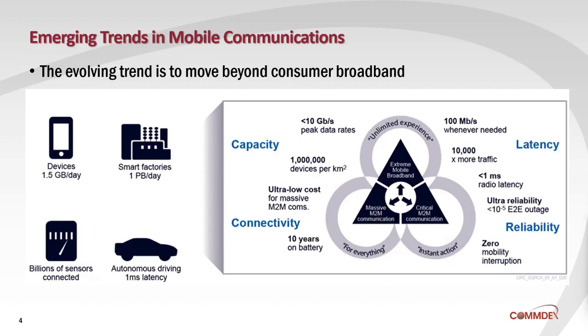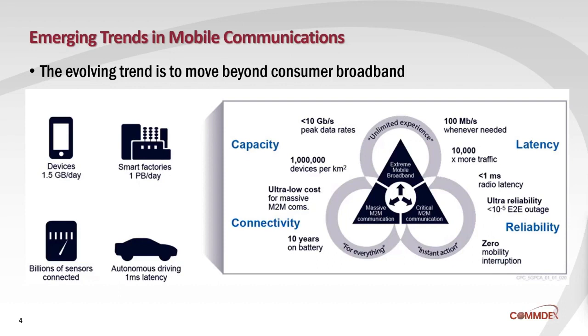Then on the bottom left, we have massive machine-to-machine communication use cases, which in general are associated with massive number of devices where latency tolerance is high, meaning transmission delay can be high. Use cases involving smart meters are an example of these use cases.